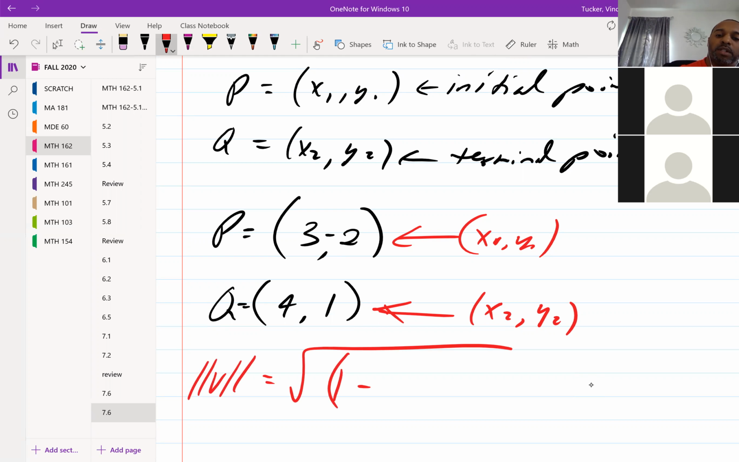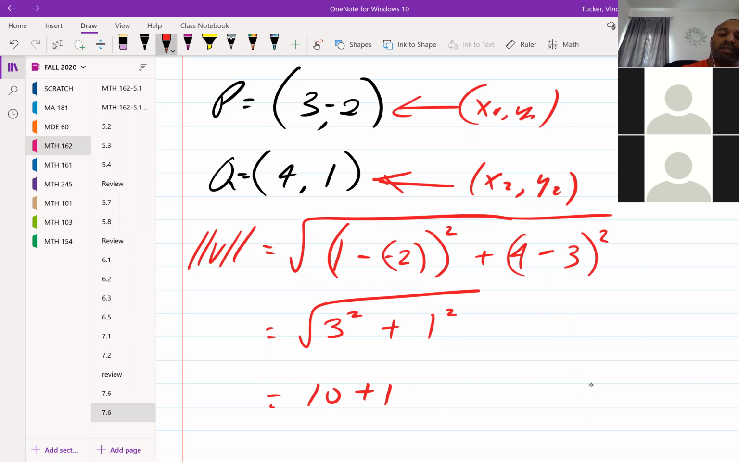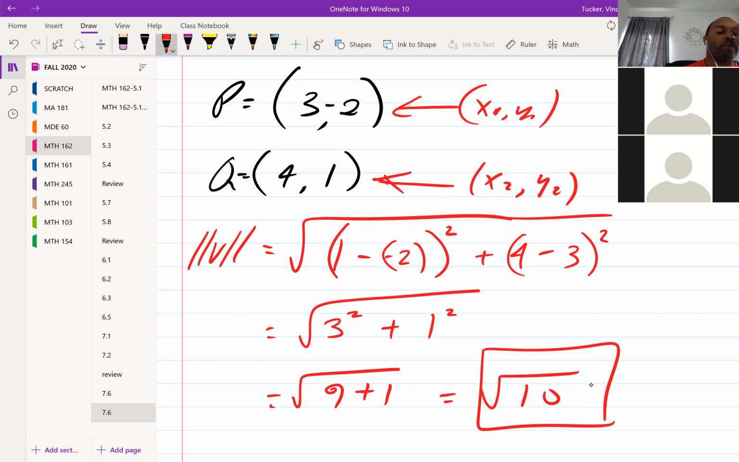X2 is 1, x1 is -2. Make sure you don't lose a negative. Y2 is 4, and y1 is 3. So that's going to be 1 plus 2, which is 3 squared, and 4 minus 3, which is 1 squared. 9 plus 1, and then the magnitude is square root of 10. Questions on that? So your magnitude is just the length of your vector. Vector is your directed segment. And all that was in that video.